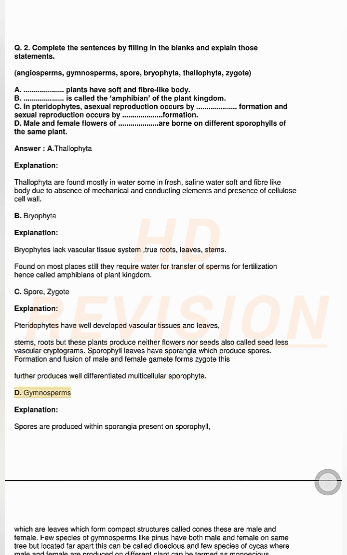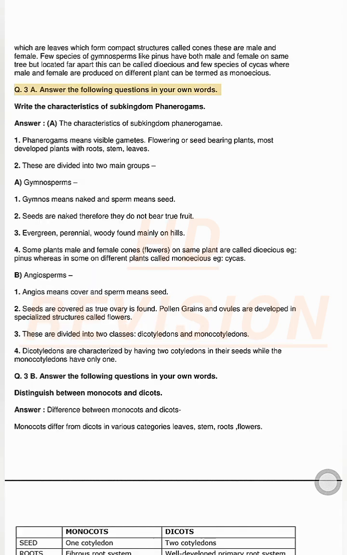D. Gymnosperms. Explanation. Spores are produced within sporangia present on sporophylls, which are leaves which form compact structures called cones. These are male and female. Few species of gymnosperms like pinus have both male and female on the same tree but located far apart. This can be called monoecious, and few species of cycas where male and female are produced on different plants can be termed as dioecious.